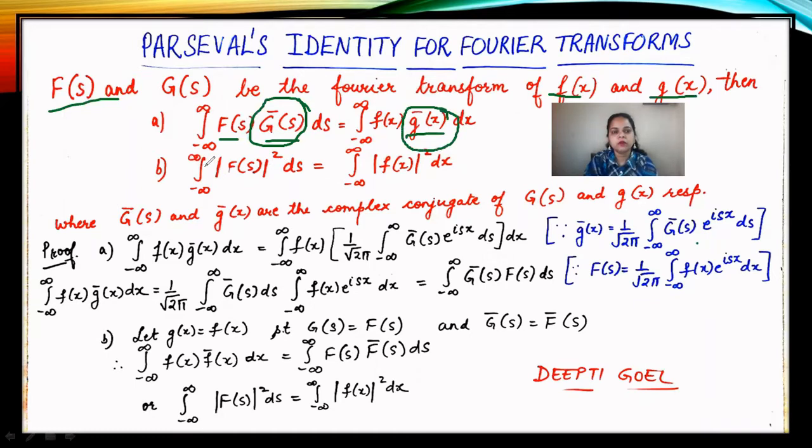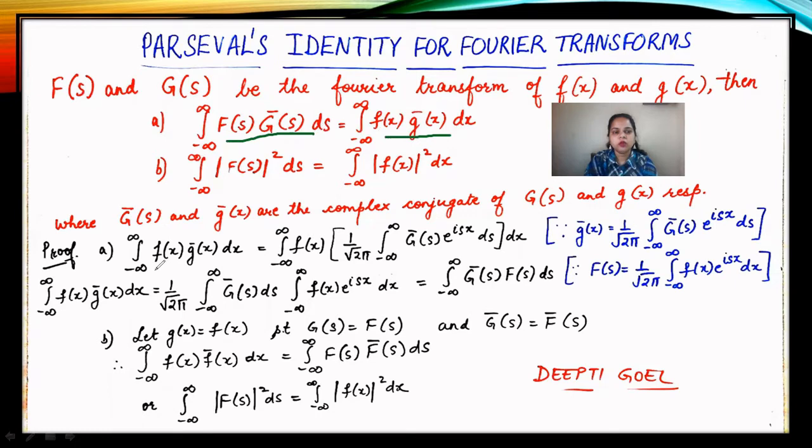Similarly, the second part of the Parseval identity states that the integral from minus infinity to infinity of modulus of f(s) squared ds is equal to the integral from minus infinity to infinity of modulus of f(x) squared into dx. So this is the statement of the Parseval's identity. So let us look at the proof of the first and the second part of the Parseval's identity. As we can see in the statement, the first part is that the integral from minus infinity to infinity of f(s) g bar s ds is equal to the integral from minus infinity to infinity of f(x) g bar x into dx.